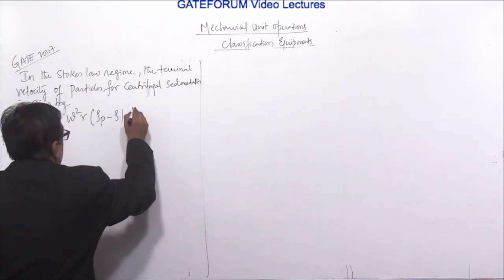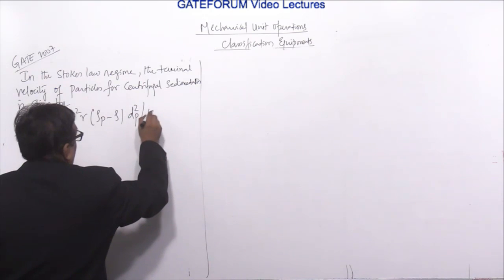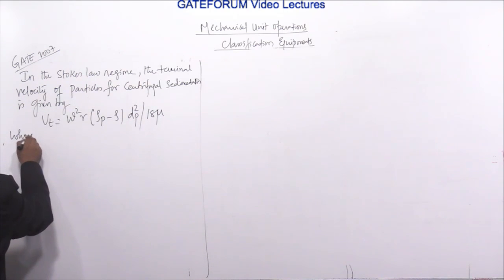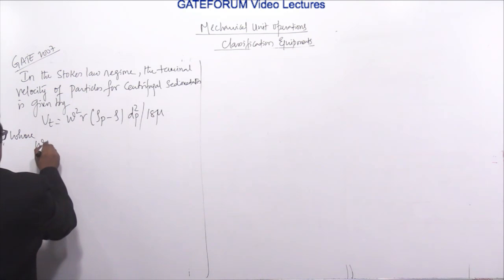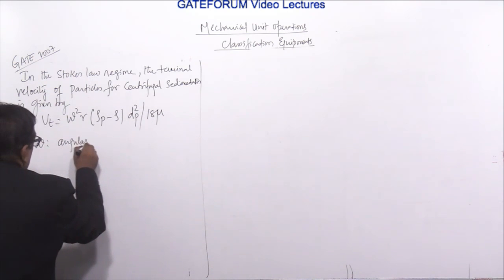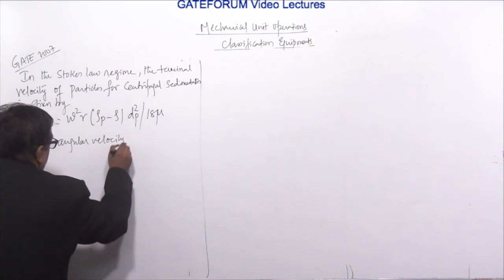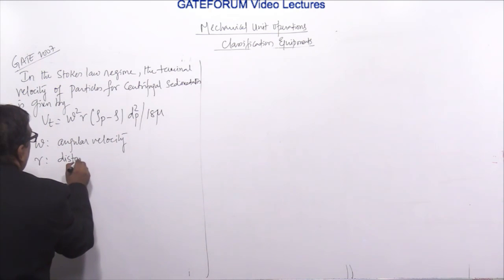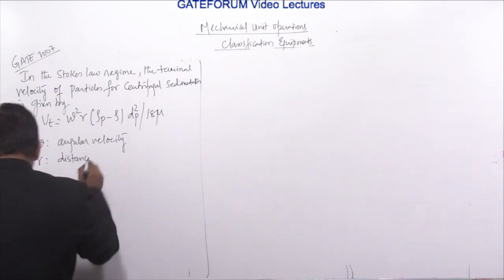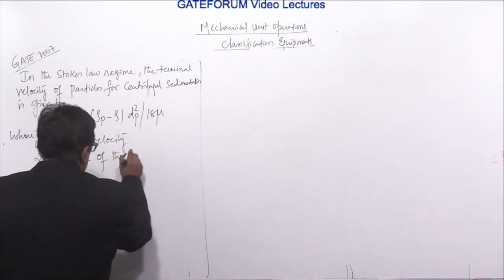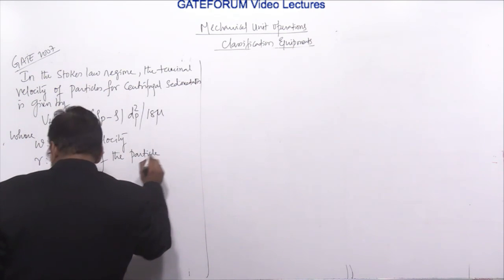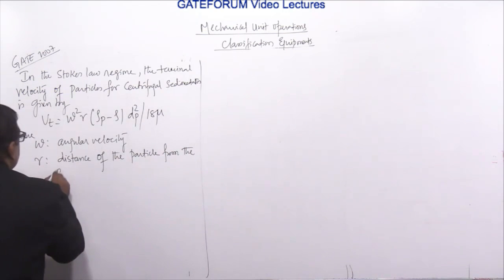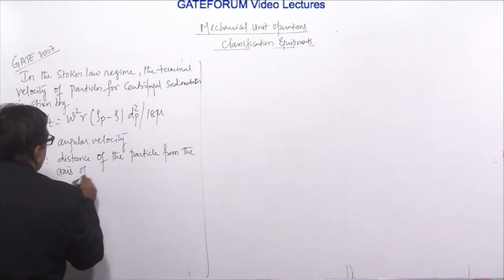dP square by 18 mu, where omega is angular velocity, r is the distance of the particle from the axis of rotation.